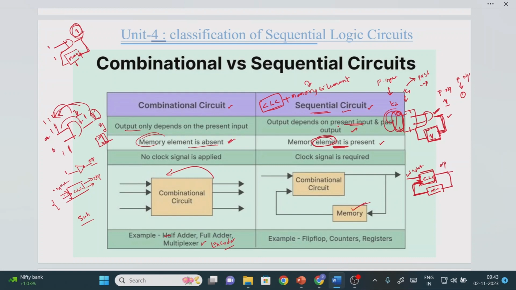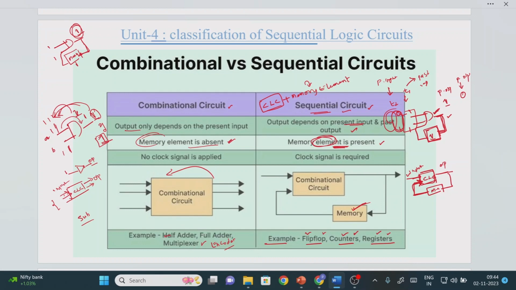Now see that if you have the memory element, then it is called a sequential logic circuit, right? The examples are flip-flops, counters, and registers. These are some examples of sequential logic circuits. In the next classes we will see how to design flip-flops, how to design counters, and how to design shift registers, everything, right?